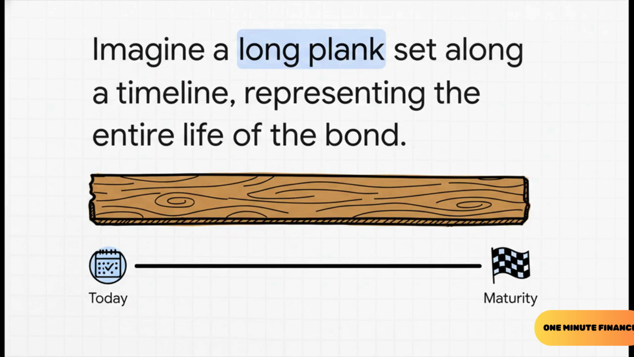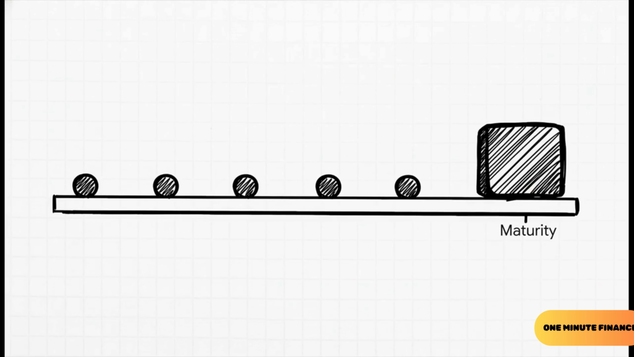Now, to really get this, let's build out an analogy. I want you to imagine the entire life of a bond, from right now, today, all the way to its maturity date, just laid out as a long, physical plank of wood. Okay, you got the plank? Now, every single payment you're scheduled to get, every little coupon payment and that big principal repayment at the end is a weight. And you place each of those weights on the plank at the exact point in time you're supposed to get the cash.